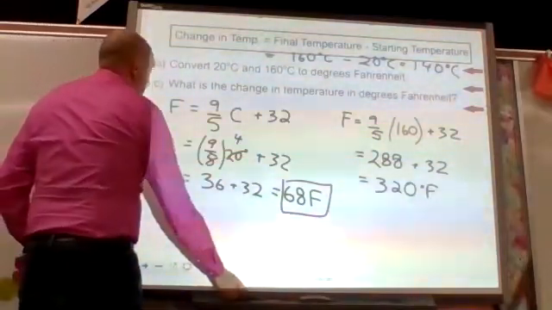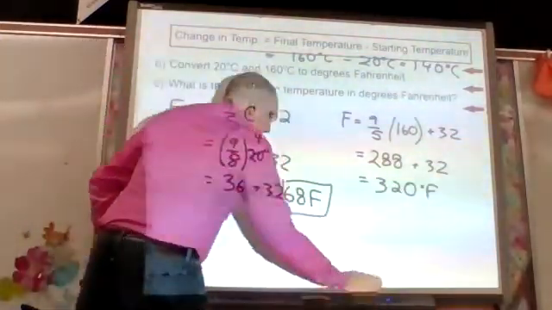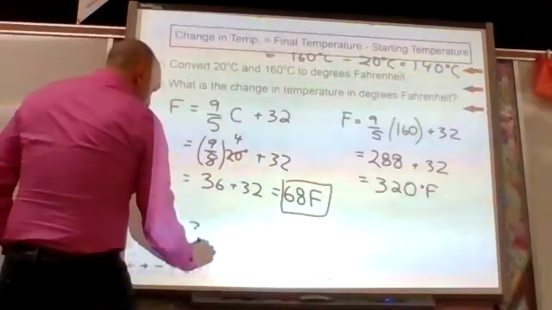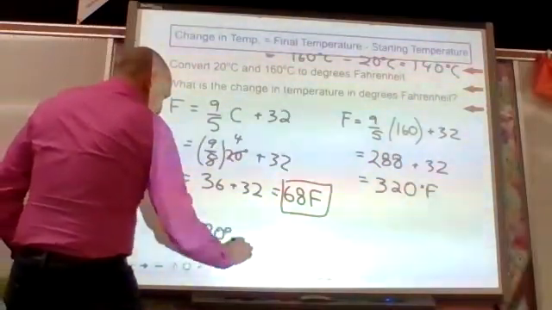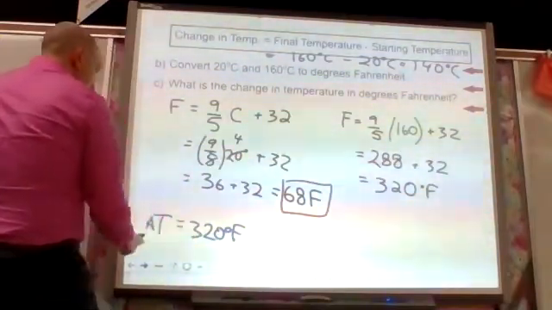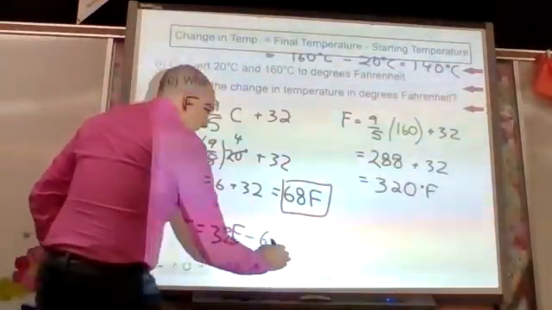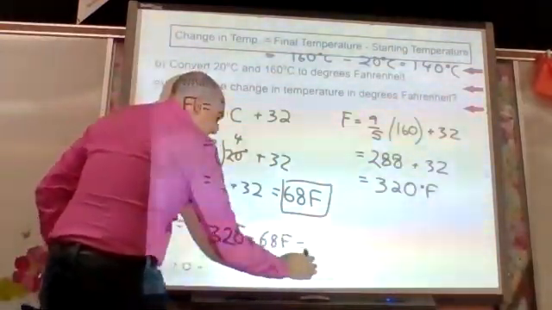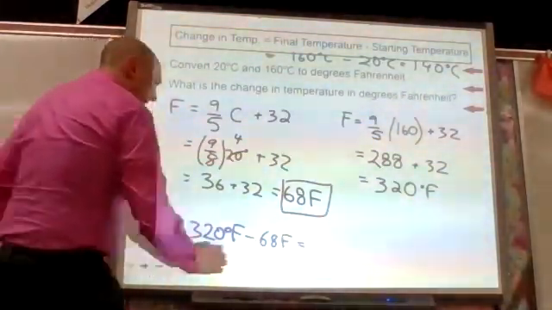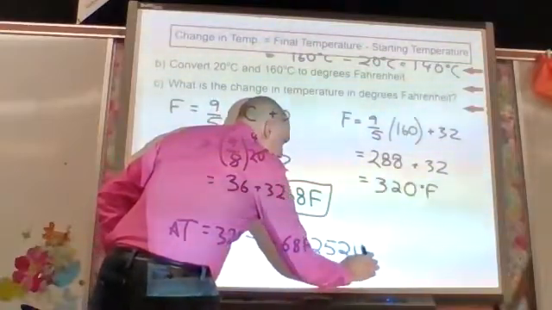And then if we go to C, what is the change in temperature in degrees Fahrenheit? Remember, change in temperature equals final temperature. So that's 320 degrees Fahrenheit. Delta T means change in temperature. Minus 68 Fahrenheit. 320 minus 68 is 252 Fahrenheit.